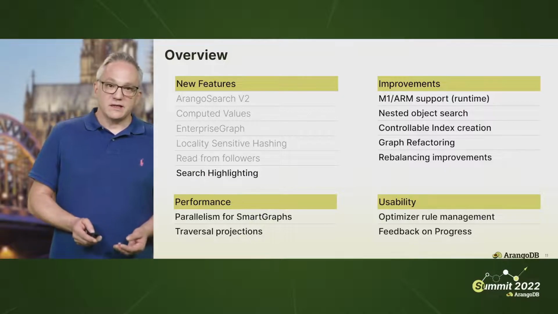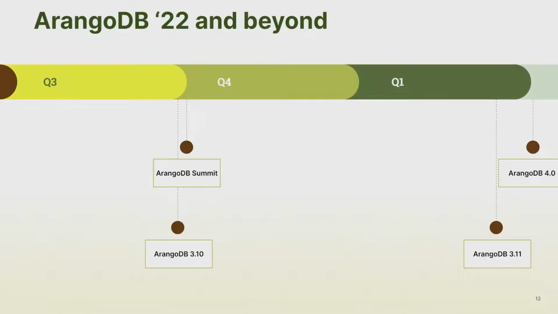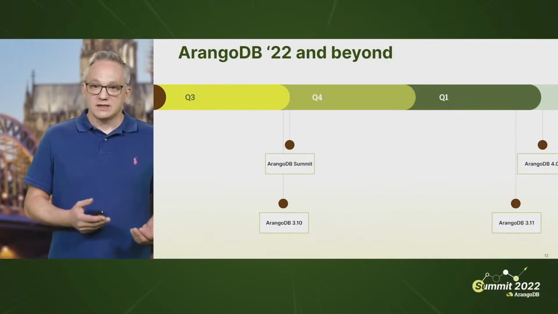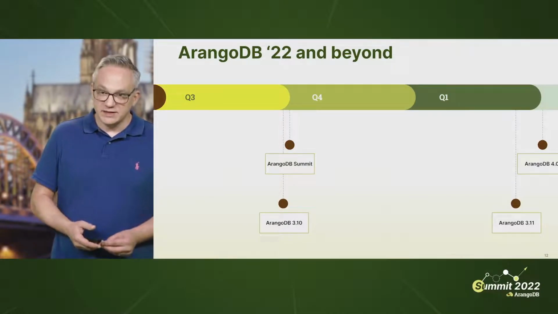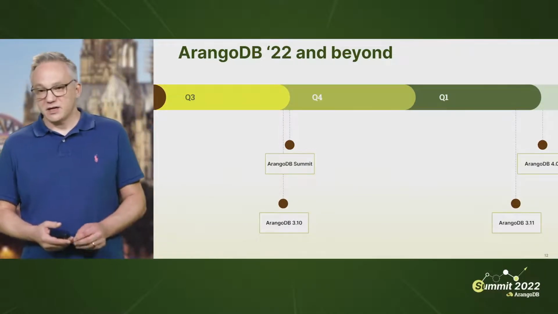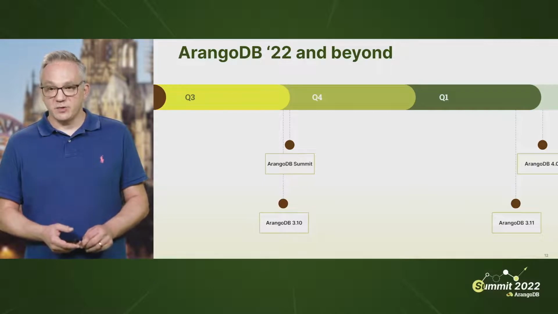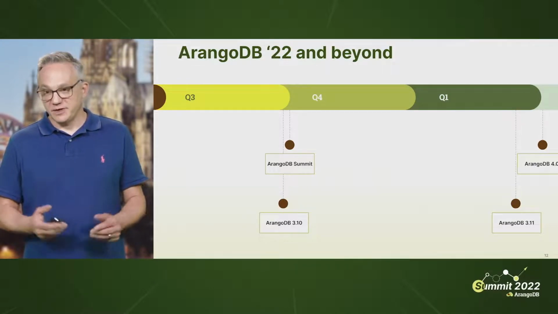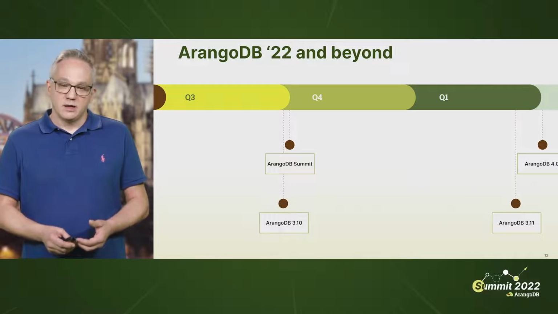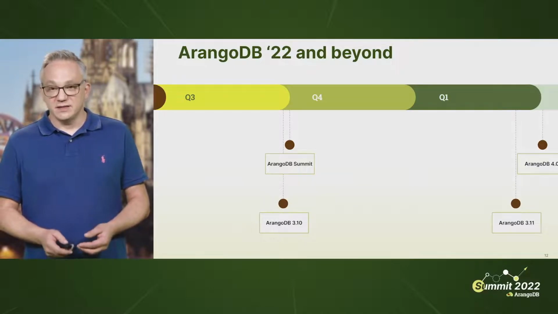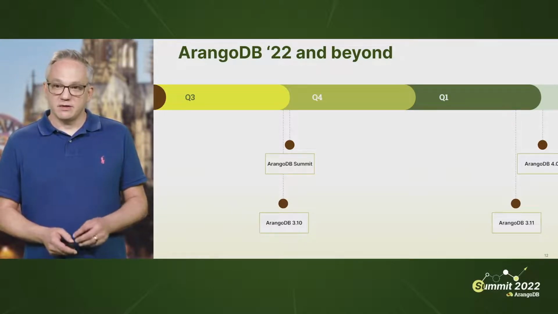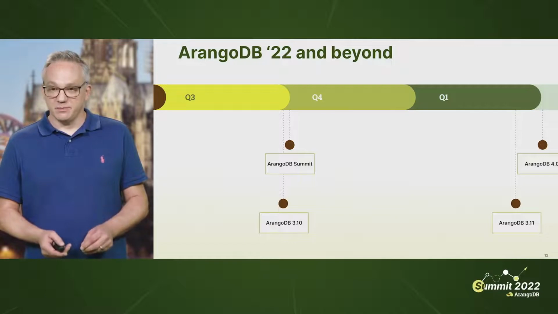But also let's take the last minutes to go a little bit into what happens beyond 22, what happens after our summit, what is the plan for the future. So there will be a 3.11 release in Q1 next year, potentially more toward the end of Q1. And then we will have an ArangoDB 4.0 toward the end of next year. We have not yet the concrete release status. You can assume that we are working on that, but that is what will come.